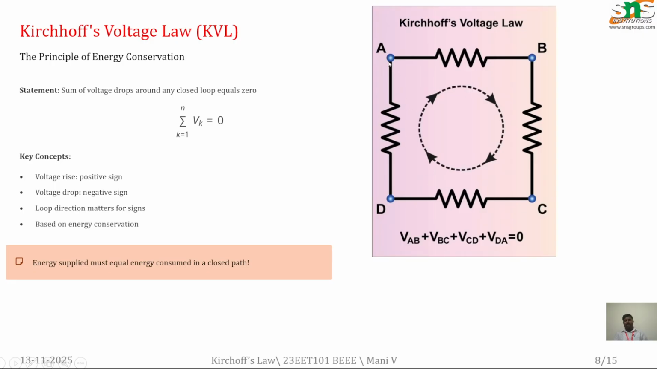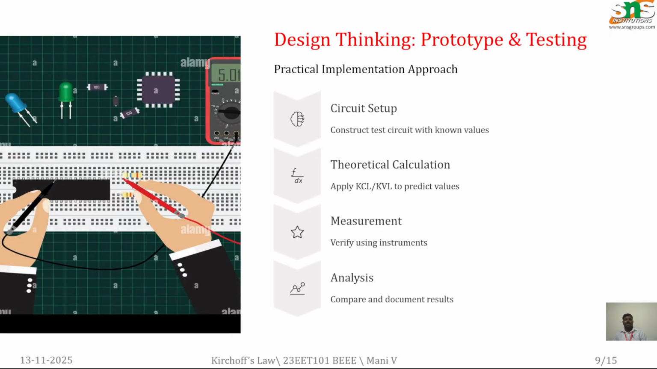Now you can come here and imagine AB as one of the branches, BC is the second branch, CD is the third branch, and DA is the fourth branch. So the voltage across AB, plus the voltage across BC, plus the voltage across CD, plus the voltage across DA is equal to zero. The algebraic sum of voltages in a closed path is zero. This is the voltage law, applicable only in a loop, that is, in a closed circuit.